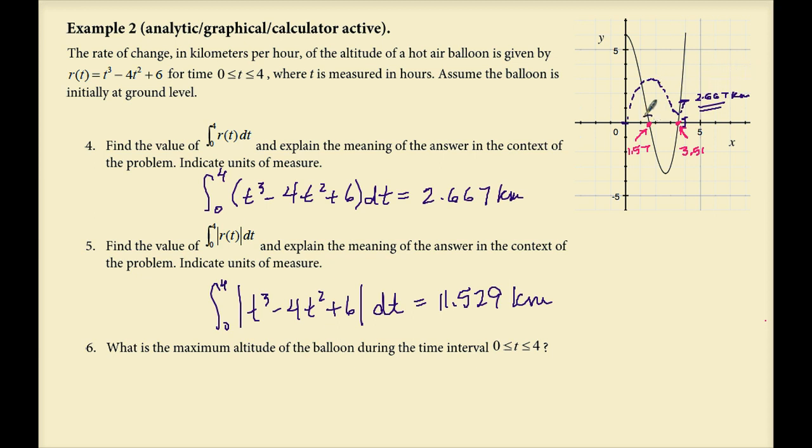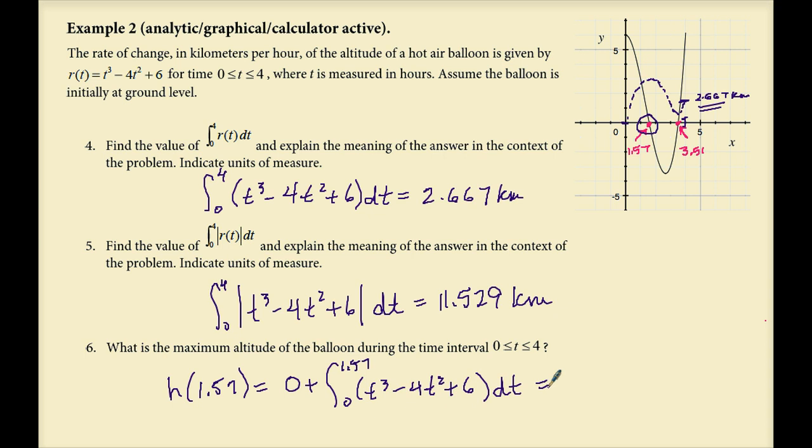So let's find out where it was at 1.57 hours. Once again, we'll use our initial condition, which was 0, and then add to that the integral from 0 to 1.57 of our rate function, t cubed minus 4t squared plus 6 dt. We find that at hour 1.57, the balloon was at 5.779 kilometers, which is higher than where it was at 4 hours, 2.667 kilometers. So the maximum height achieved by the balloon was 5.779 kilometers.